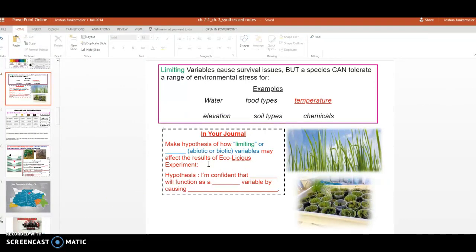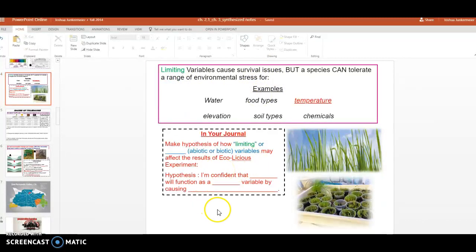But the idea is that you're going to create a hypothesis of what you expect is going to happen when you put the independent variable in your ecocups. So whatever your independent variable is, we generally think it's going to be bad for survival. Thus, your independent variable is also a limiting variable. So we're learning about a new variable, right? Limiting, anything that causes survival issues. Most of what you're putting in the cups you do expect will make survival hard.